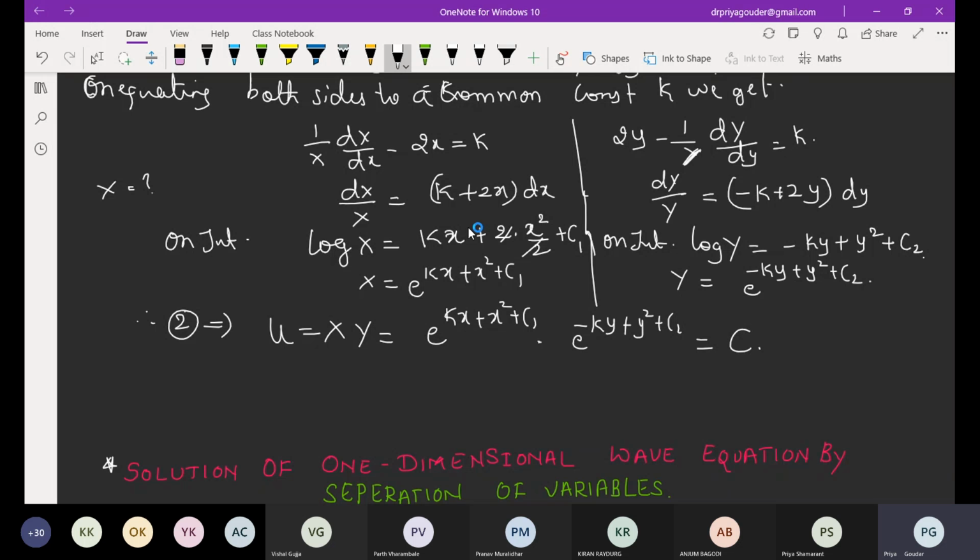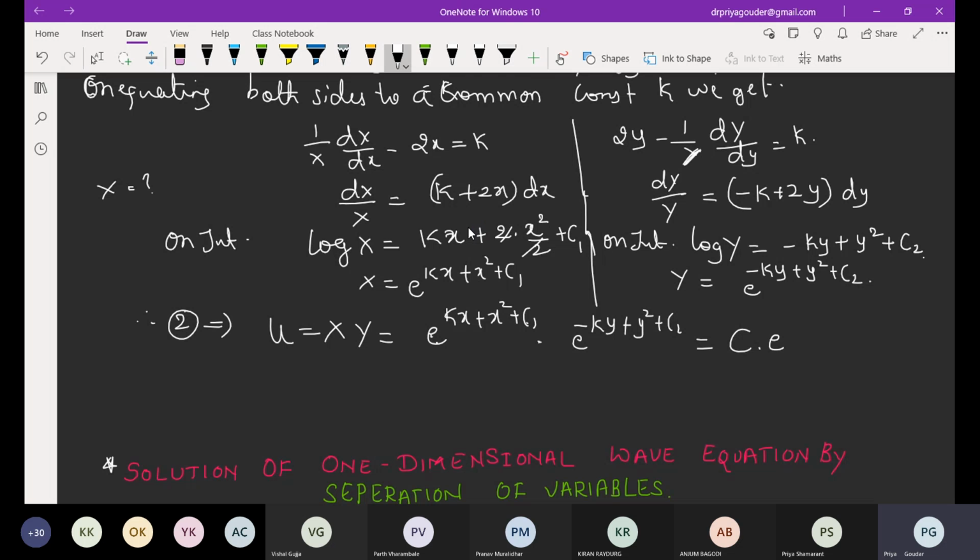Just see, e raised to this plus this, if you apply the laws of indices, like a raised to m into a raised to n is a raised to m plus n. In that, e raised to c1 plus c2, if I take, that is one more constant. I'm writing it as c. Not to worry about the constant. The main important thing is the function.